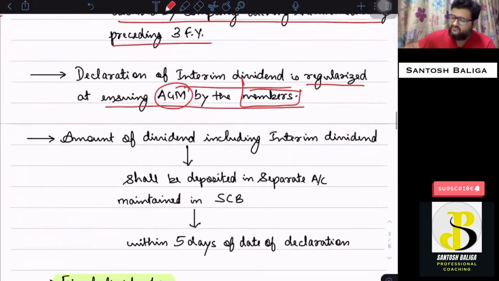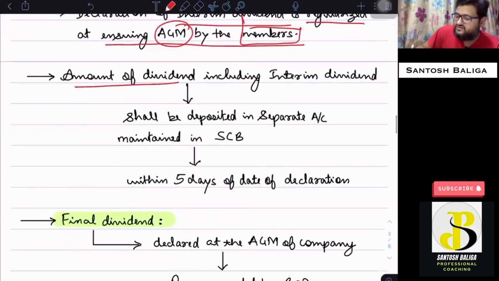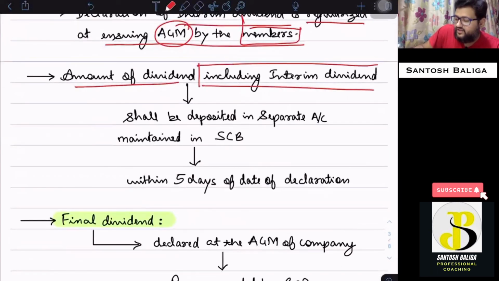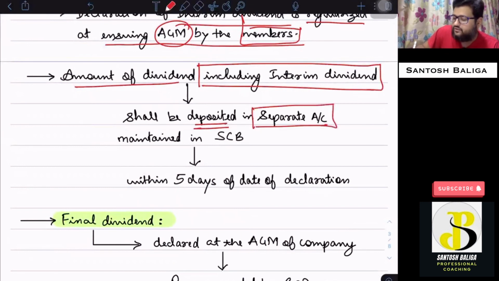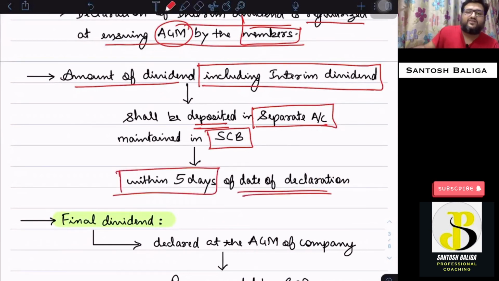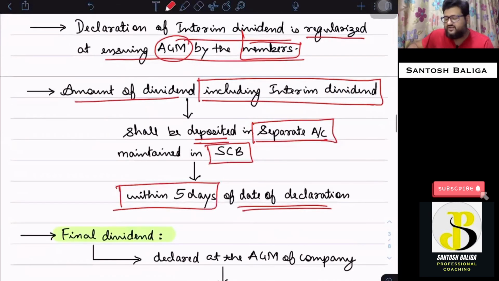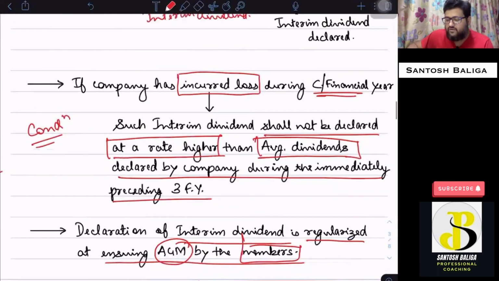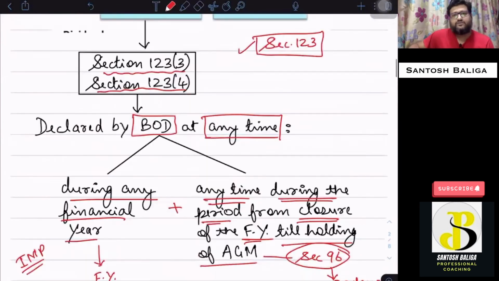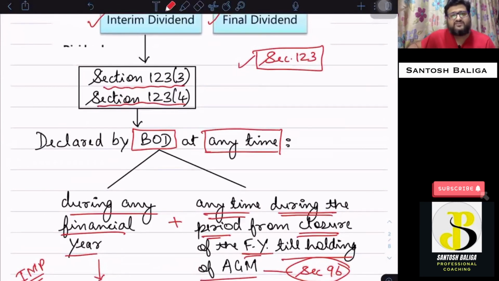The next point is that the amount of dividend, including the interim dividend, shall be deposited by the company in a separate bank account maintained with a scheduled commercial bank within 5 days of the date of declaration of such dividend. So this is the topic of interim dividend that we have covered so far under section 123. I will stop this video at this juncture, and the final dividend provisions and further provisions of dividend will be covered in the next video.